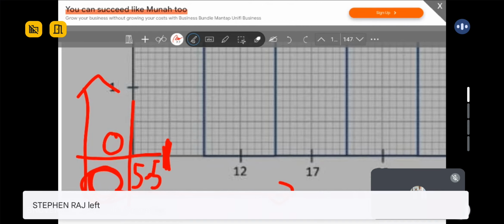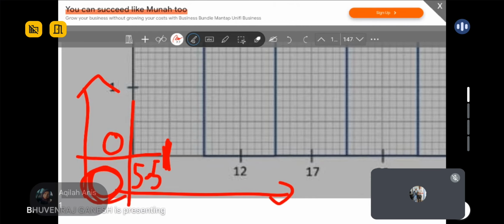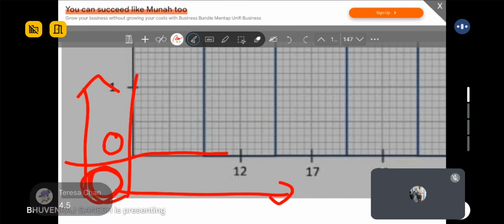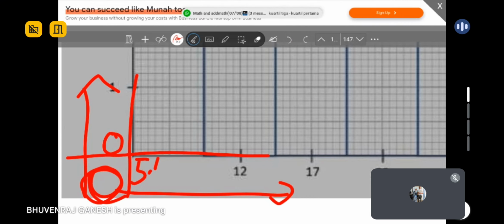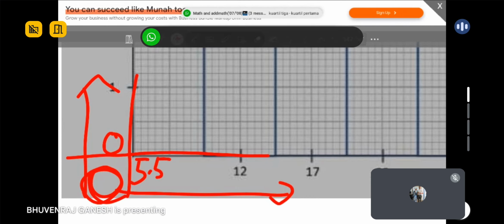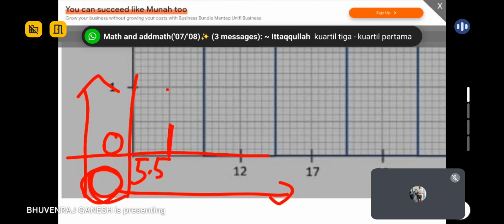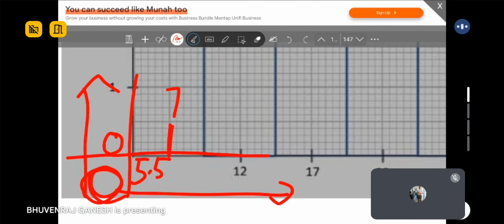Wait, guys, this value is not 5.5. Hold on, I think I made a mistake here. It should actually be 7. This one here should be 7, guys. Sorry, I made a mistake. Wait. Correct, I saw it wrongly. The box is so confusing. Correct. It's 5.5. This one is 7. Over here is 7. Okay, clear, guys?